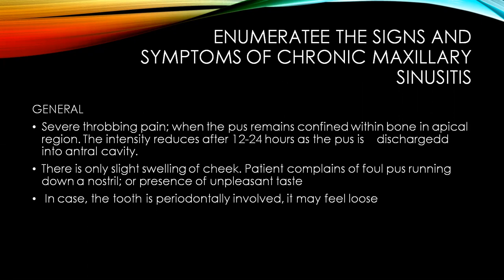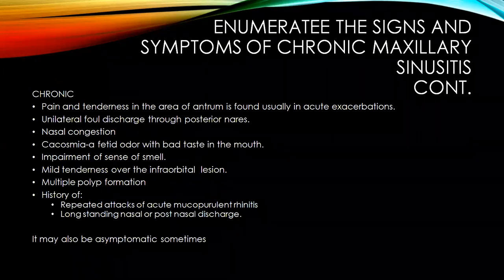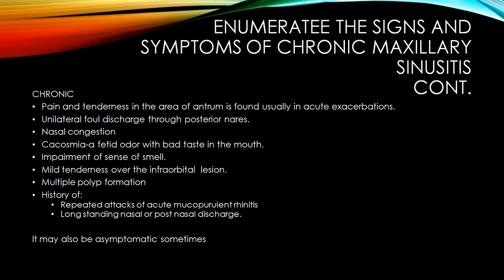Now, these are specific to chronic maxillary sinusitis. There is pain and tenderness in the area of the antrum, usually found in acute exacerbations, unilateral foul discharge through posterior nares, nasal decongestion, cacosmia, which means a fetid odor with bad taste in the mouth. There is impairment of sense of smell. There is mild tenderness over the infraorbital region. There are multiple polyp formations. You'll also see a history of repeated attacks of acute mucopurulent rhinitis and a history of long-standing nasal or postnasal discharge in these patients. Sometimes this may also be asymptomatic.